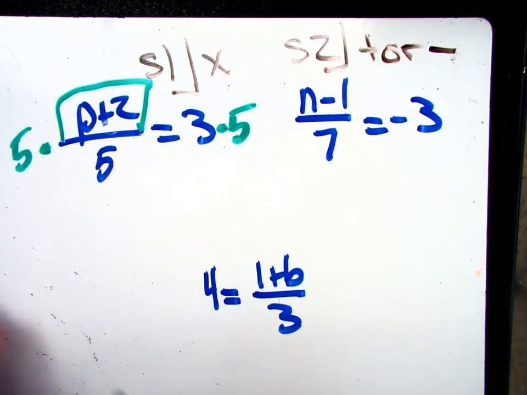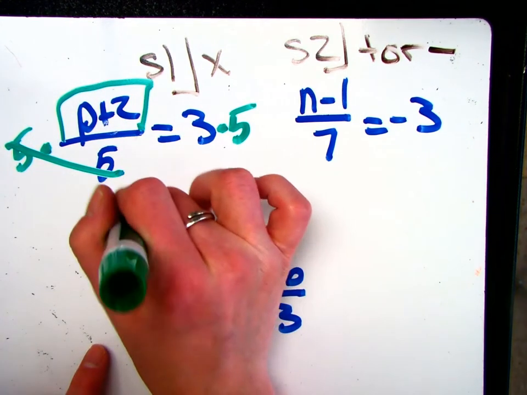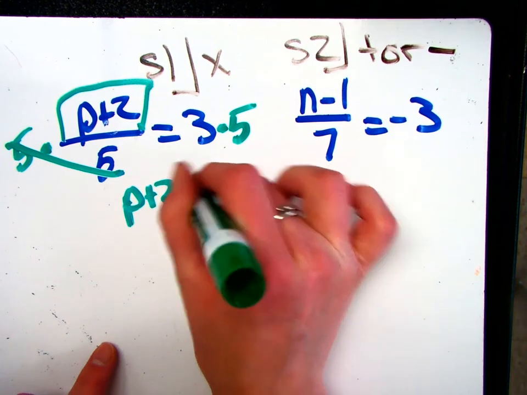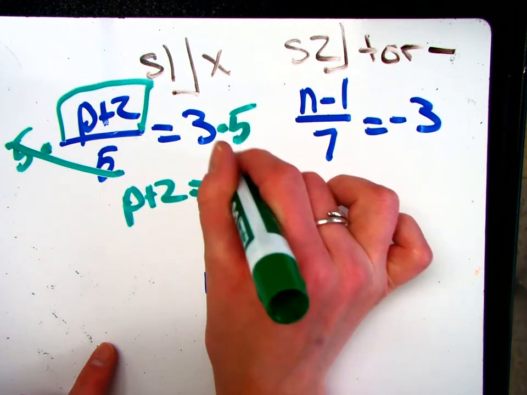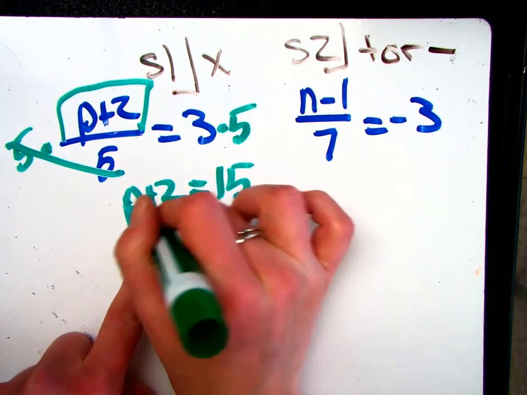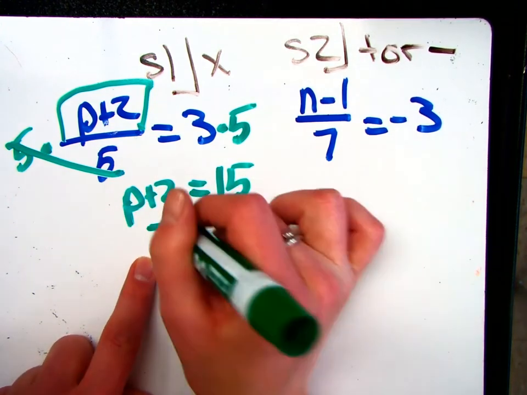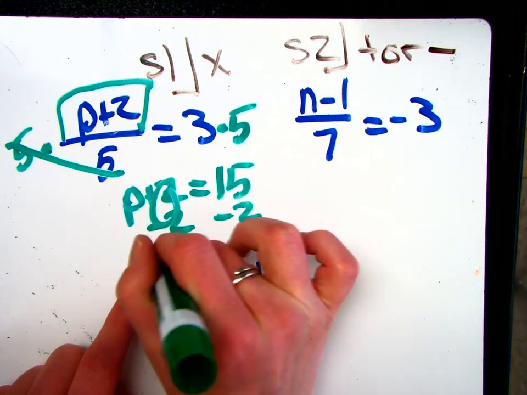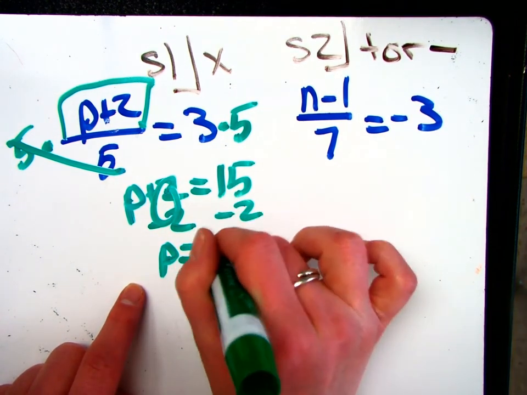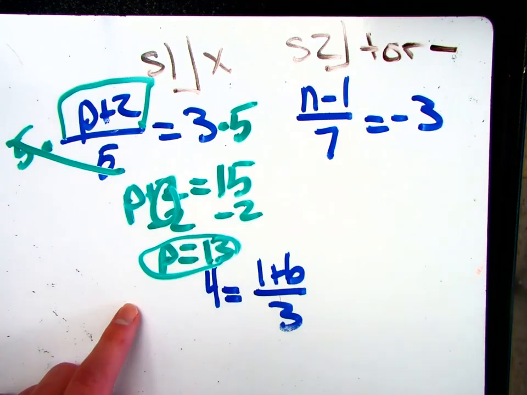So the 5 and the 5 will cancel each other out, which means, oh look, the fraction is gone. Now I can work with the stuff on the top of it. And 3 times 5 is 15. To get rid of this number here, the opposite is to minus 2 from both sides. Remember that makes 0. And 15 minus 2 would then be 13. So this is p equals 13.